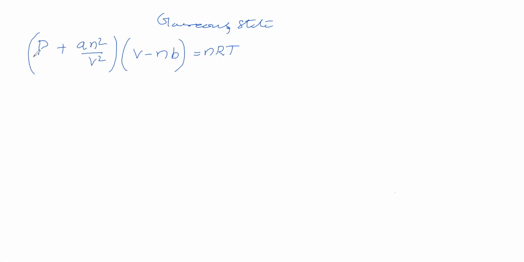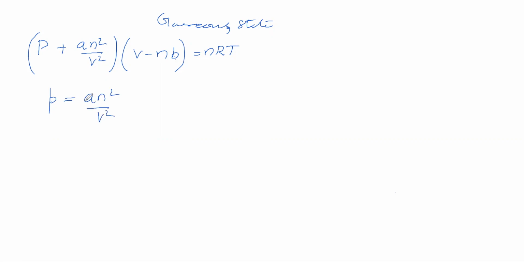Now, P is called pressure of real gas. P plus a n square by V square, this complete term is called ideal pressure. This V is called volume of gas or volume of vessel. This nb is called excluded volume for n moles of gas. Now this complete term, V minus nb, is called free volume or ideal volume, equal to nRT. Now this pressure correction is equal to a n square by V square.